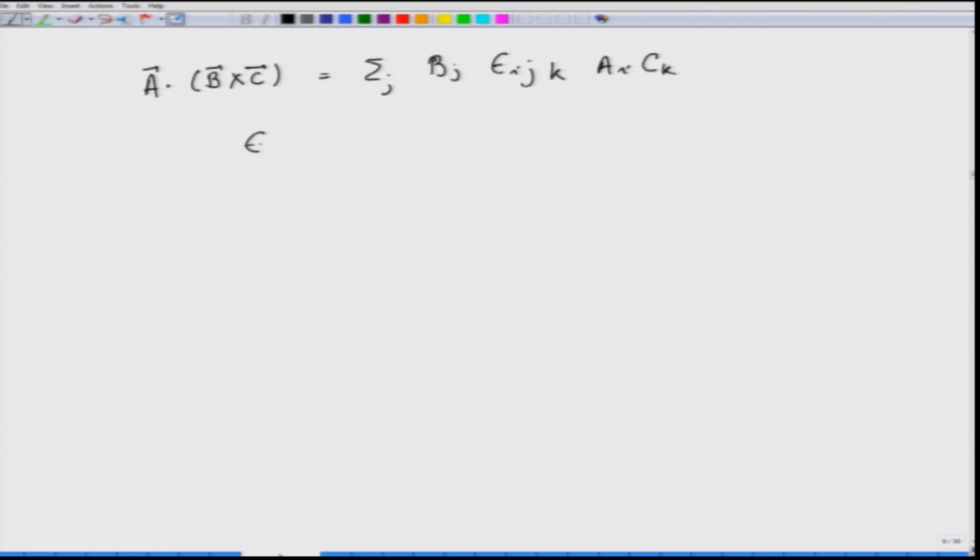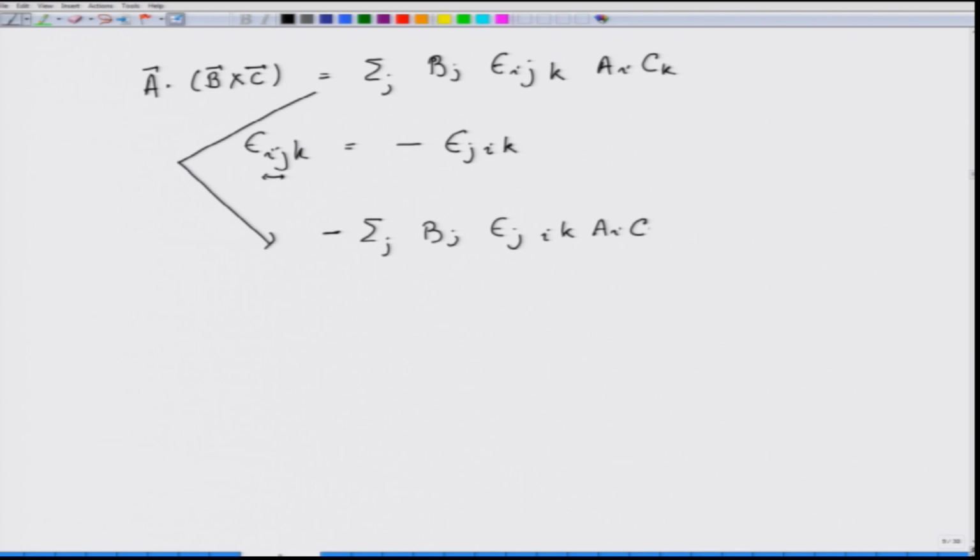I am now going to use the property that epsilon_ijk, this is another property which I did not say in the beginning, is always minus epsilon if I switch two of the indices, j i k. Okay. So, I can write this as summation over j with a minus sign b_j epsilon_jik a_i c_k, which is nothing but equal to summation over j b_j times (a cross c)_j component with a minus sign, which is equal to b dot a cross c with a minus sign.